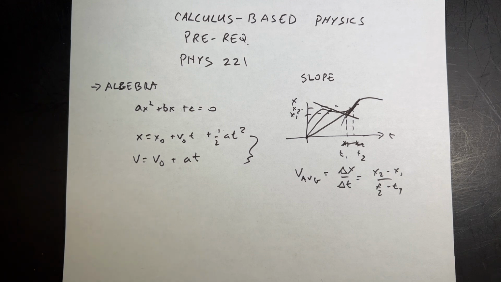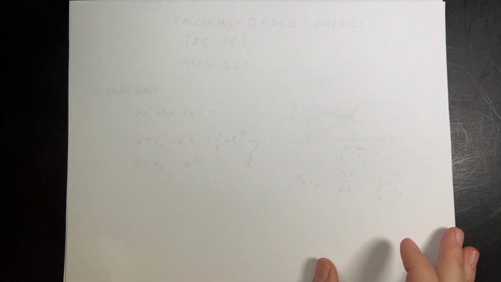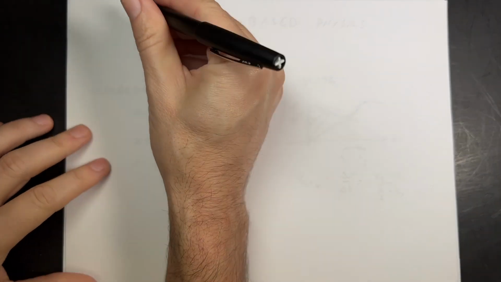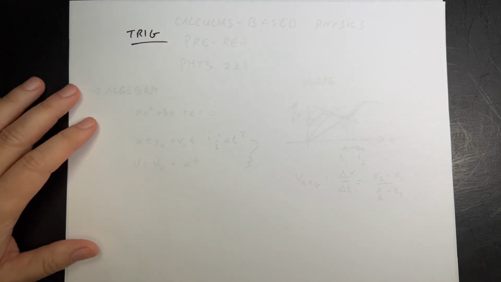The next big thing, and these are just the basics, right? If you know these things, you're good. If you don't, you need to figure them out, and that's fine. And I'll help you, but you do need to know them. The next thing that comes up a lot is trig. We use trig a lot. Trigonometry.